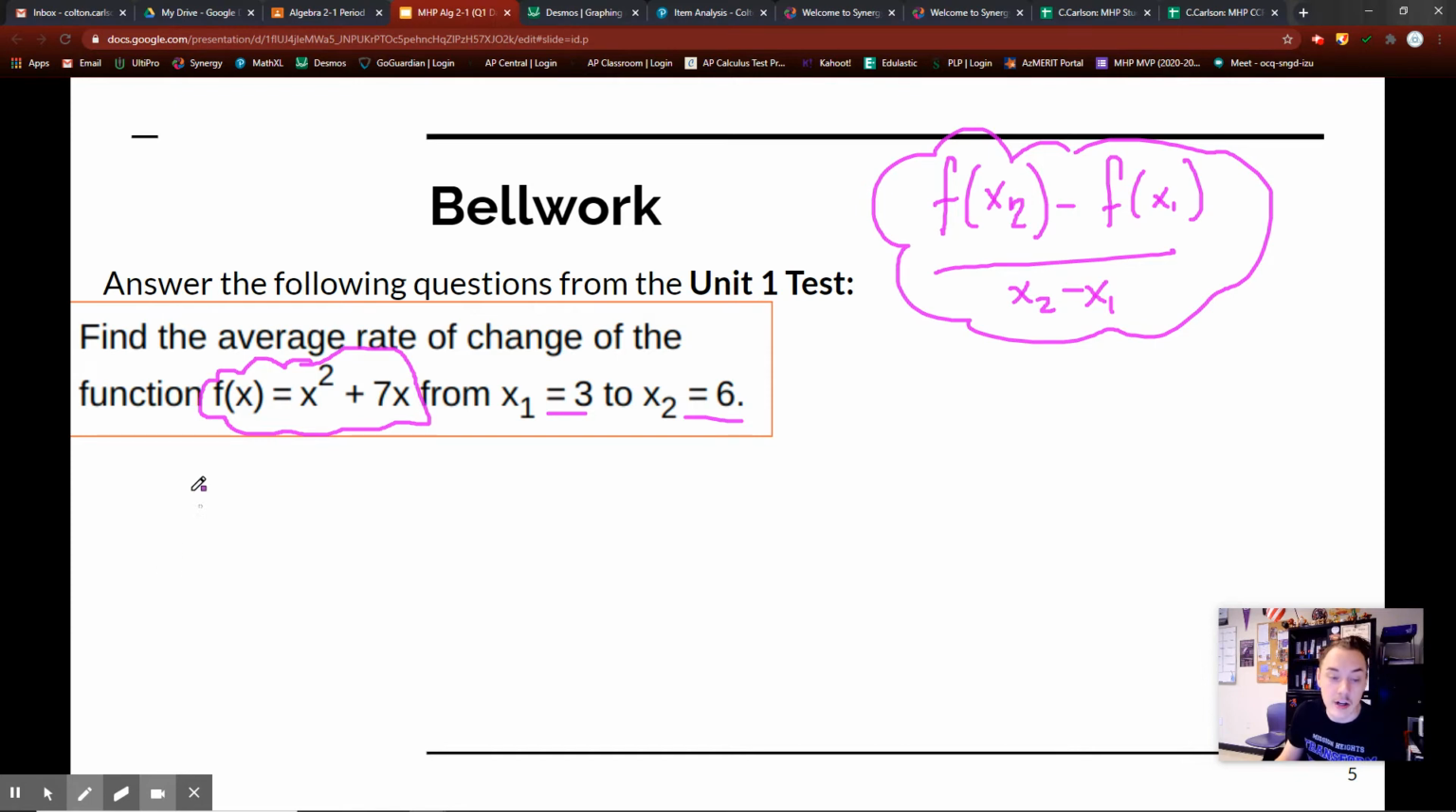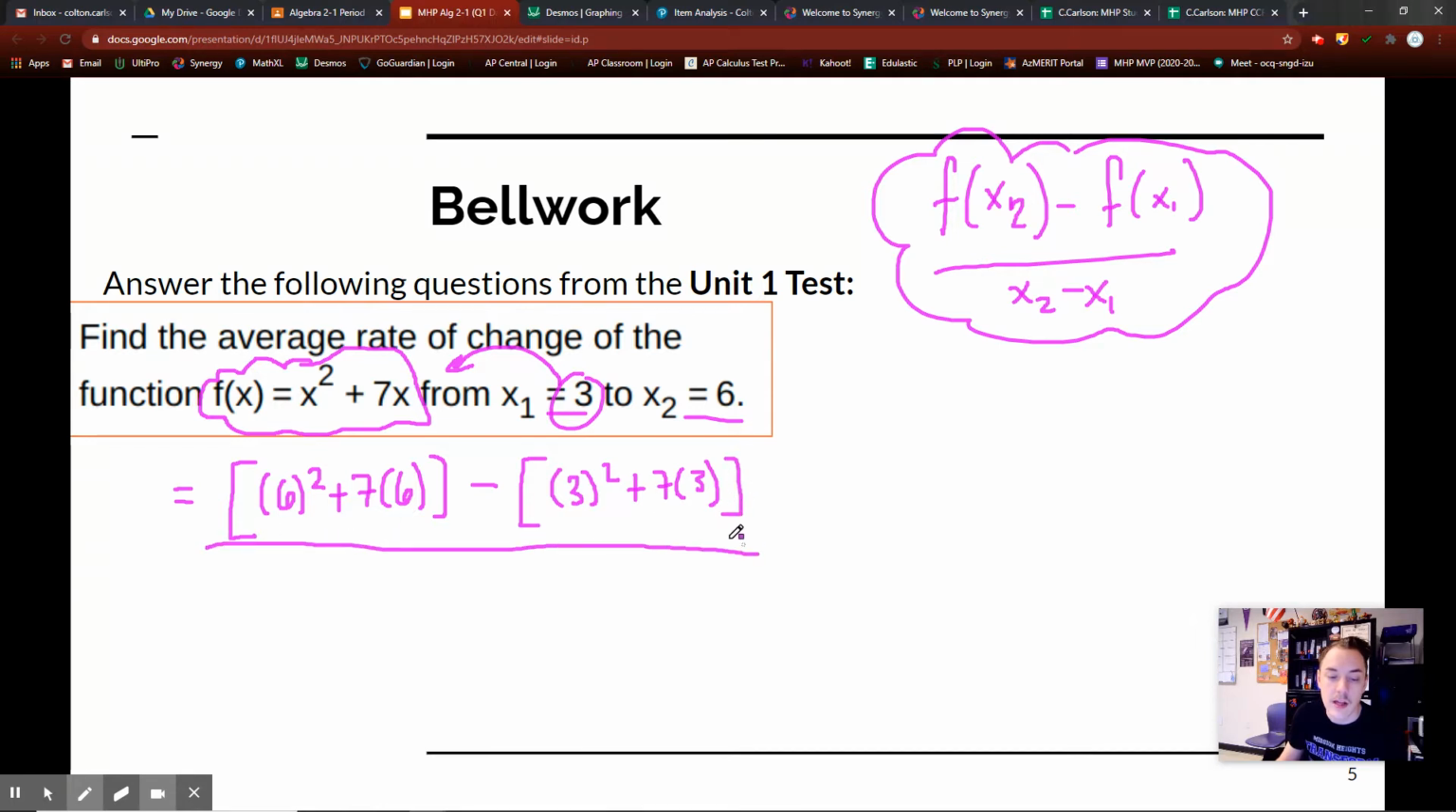Okay, so let's start solving this. I am going to use parentheses, but I'm going to use brackets first. I'm going to plug in 6 here, so this is going to be 6 squared plus 7 times 6. And brackets, that's my first x sub 2, my f of x sub 2 minus, because it's a built-in negative. And then my other brackets, going to plug in 3 now there. So that means 3 squared, and then plus 7 times 3. All over, and this is 6 minus 3.